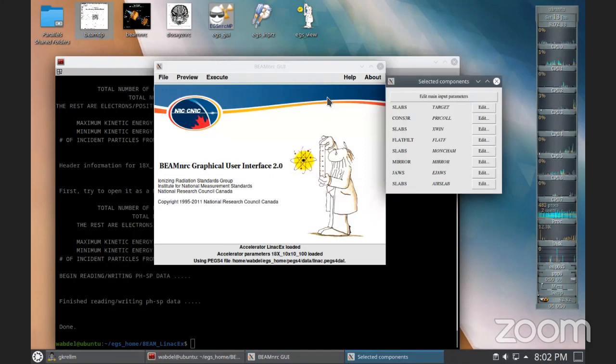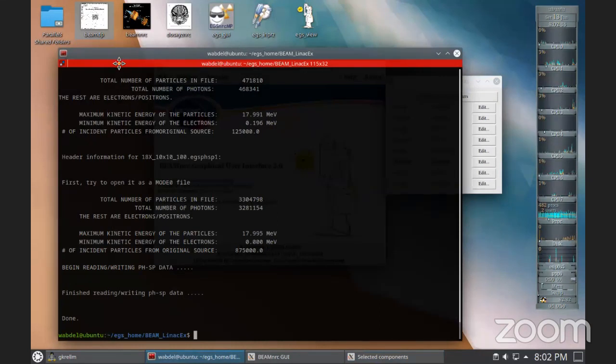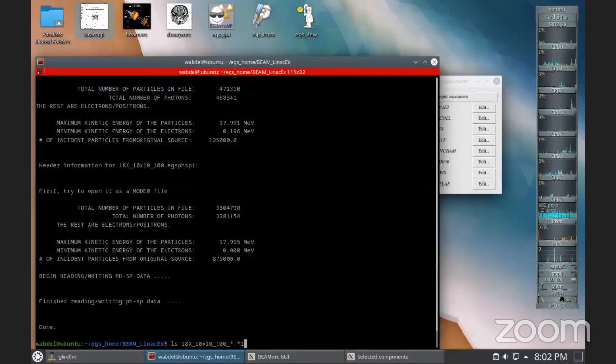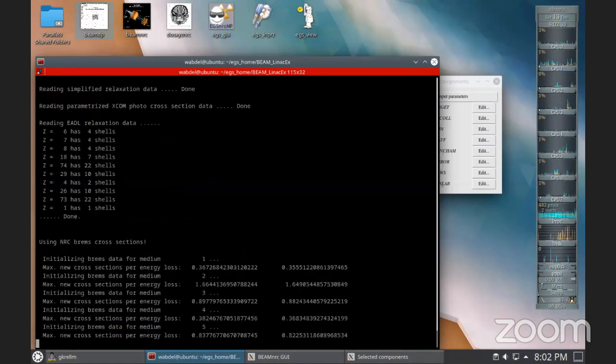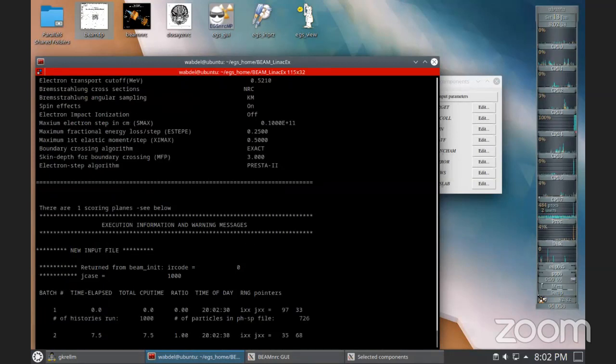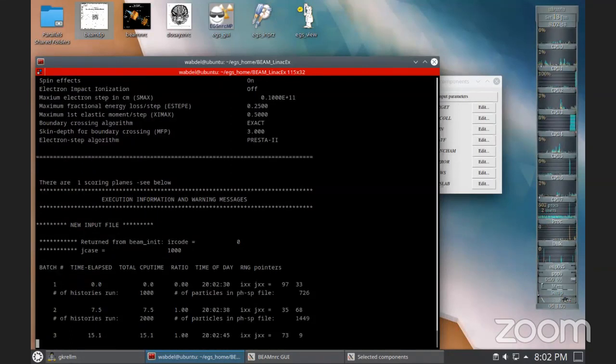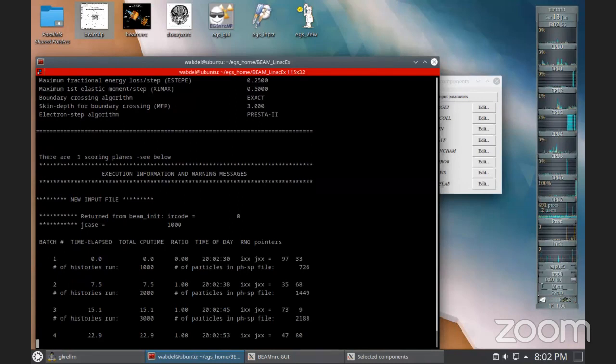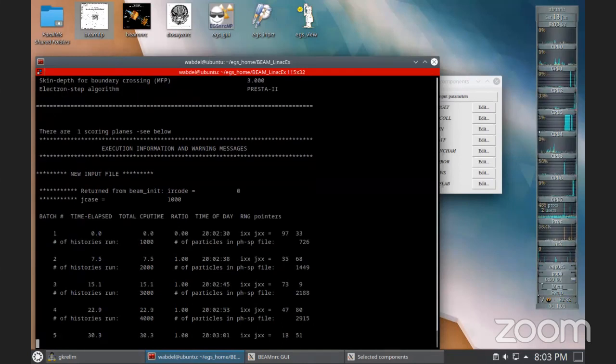7,000. So the way I would actually, okay, let's run it again. What I want is to collect a lot of particles in the phase space plane. That's my interest. So the way I plan my simulation is, for example, suppose this is 1,000 and I'm getting 7,000 particles. What I want to see now is the time actually required for the simulation.